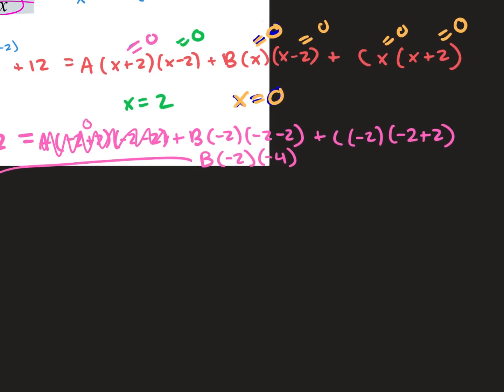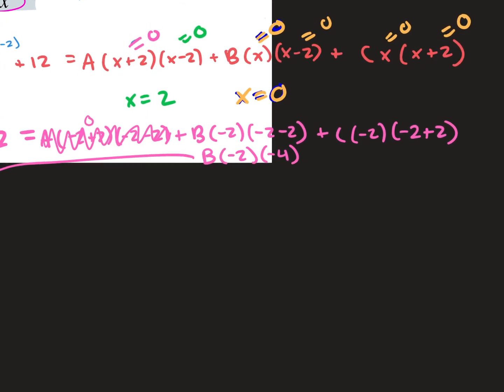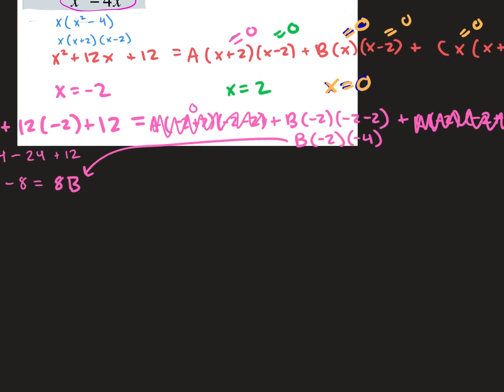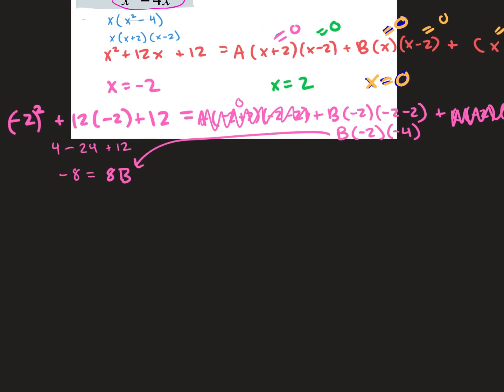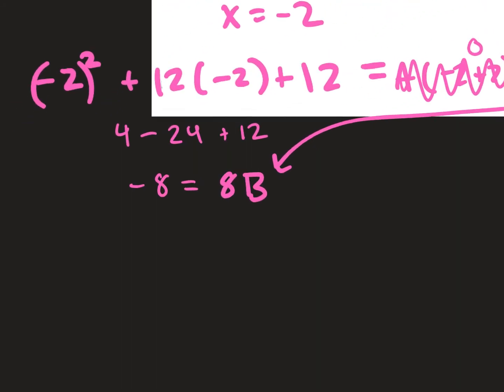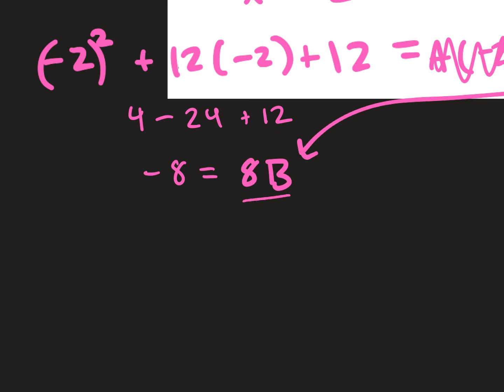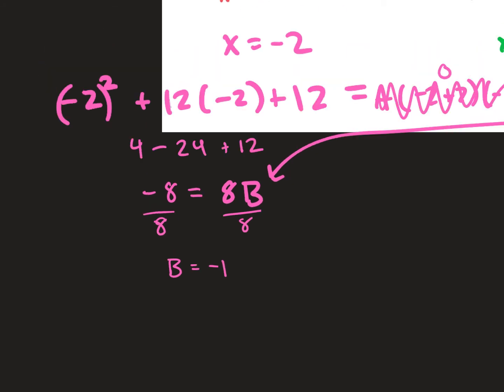And then in the third part, what is -2 plus 2? 0. So this cancels out also. So I'm just left with b. How do I solve for b? Divide by 8. So what does b equal? b equals -1.